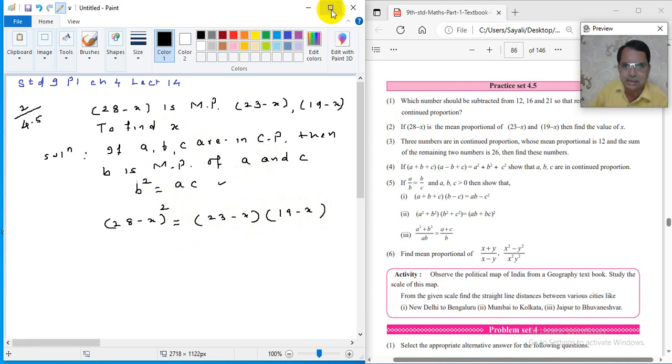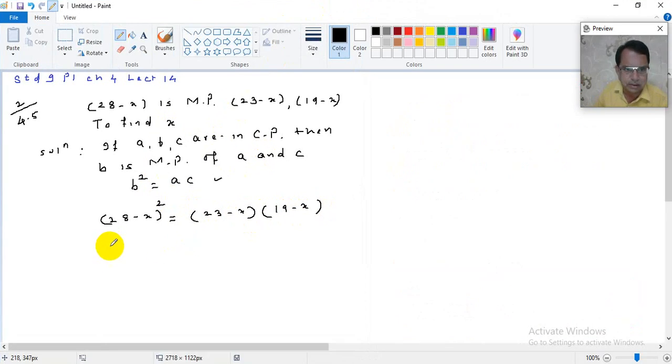So now I will enlarge the screen. So now what? You should know the formula of A minus B bracket square. If you do not know, this is the formula: A squared minus 2AB plus B squared. So here it is 28 minus x bracket square. So A is 28, B is x.